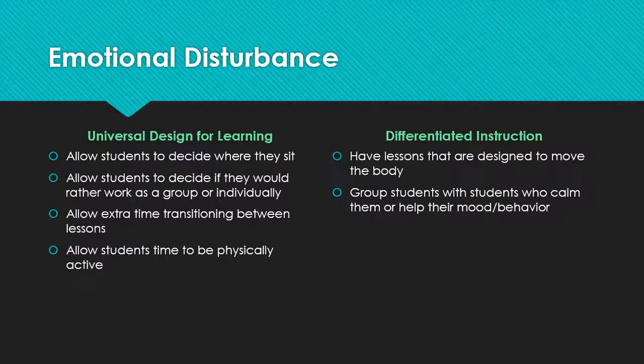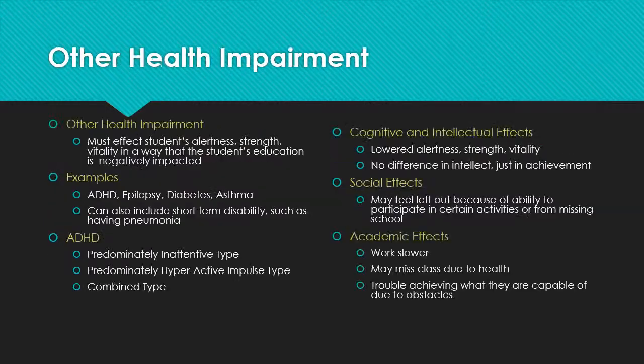So ways to incorporate universal design for learning and differentiated instruction is just to allow extra time between transitions in lessons, and allowing your students to decide if they would rather work individually or grouped up at that time, just trying to be sensitive to different moods.